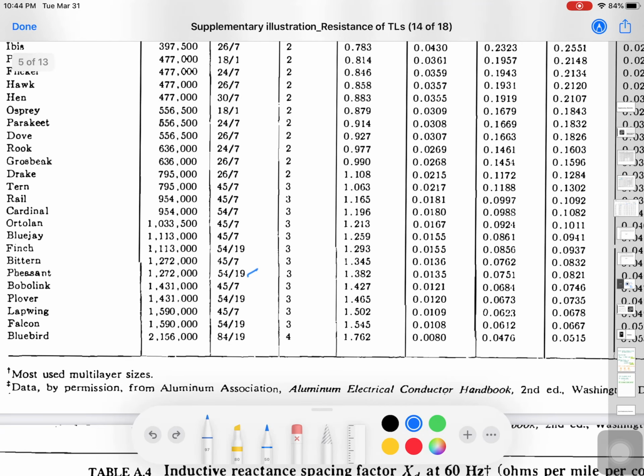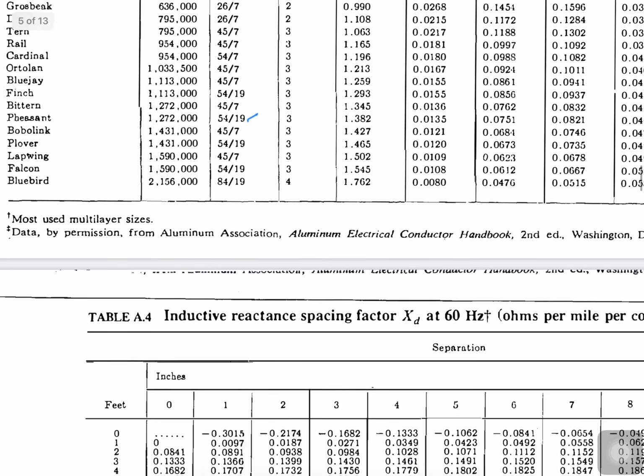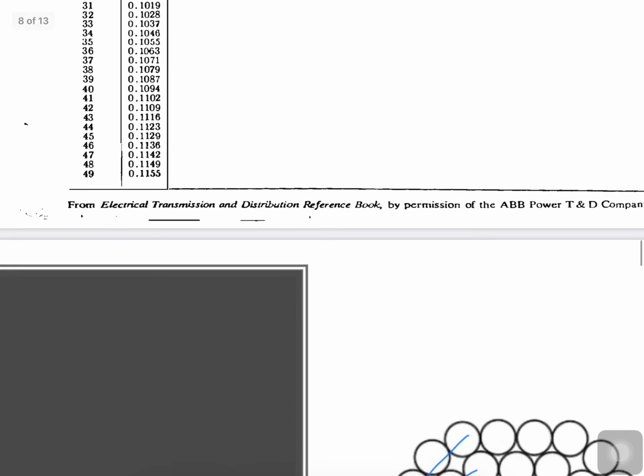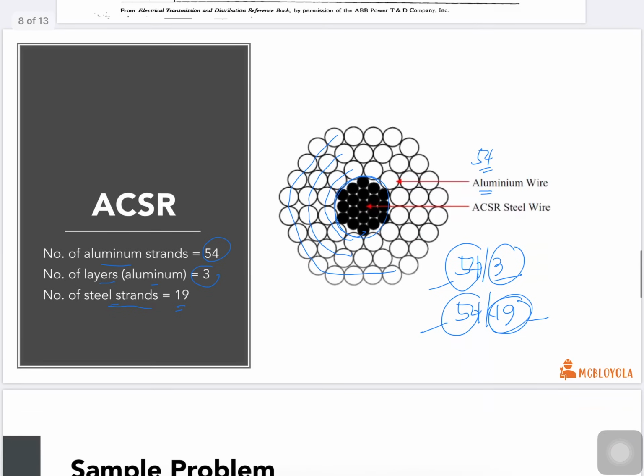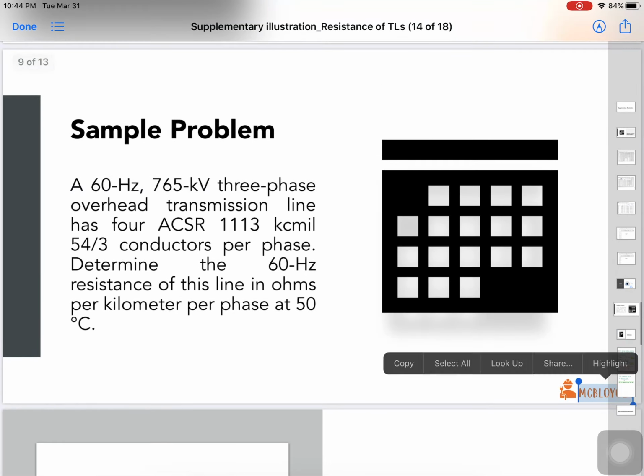Okay, let's go back. So these are the tables. That's how we code ACSR. That's for ACSR only. That's why it's ACSR. Okay, sample problem next, on how to use that.